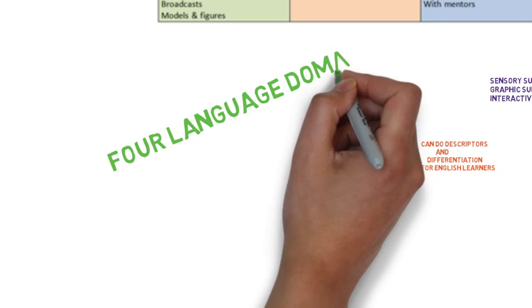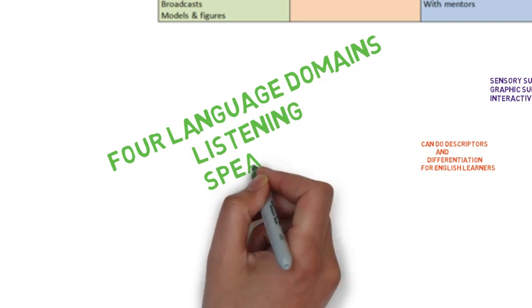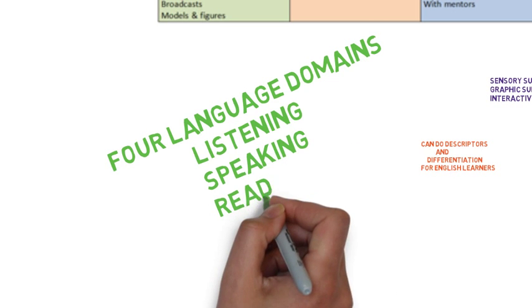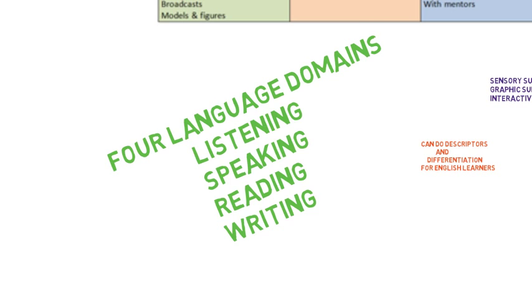Differentiation by domain. There are 4 language domains: listening, speaking, reading, and writing. When thinking about differentiating, you might consider these questions. First, does the instruction engage students in all domains? What are students actually doing in each domain? What percentage of time is spent in each domain?